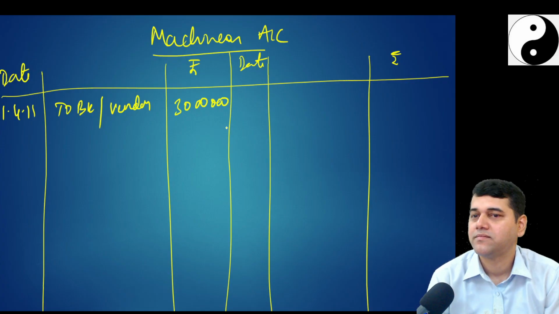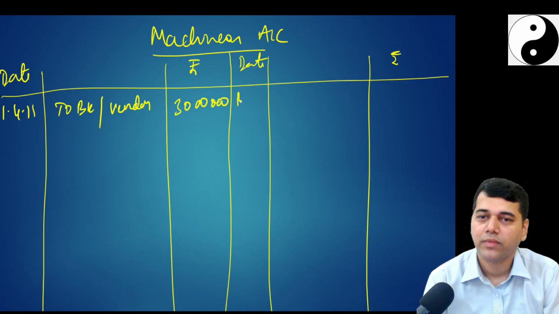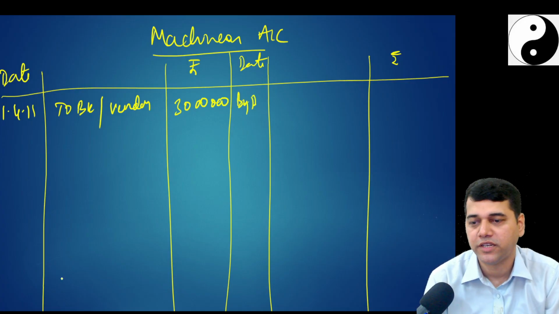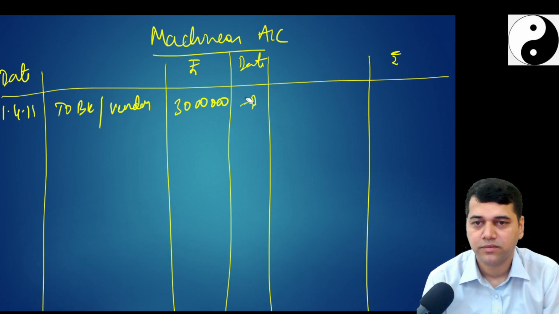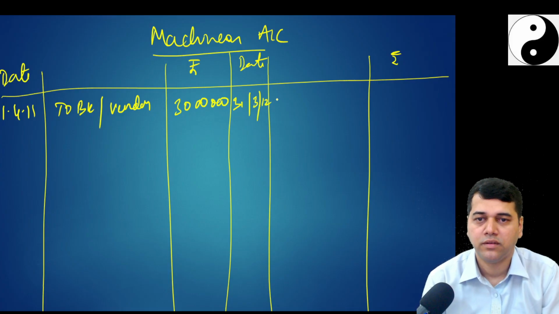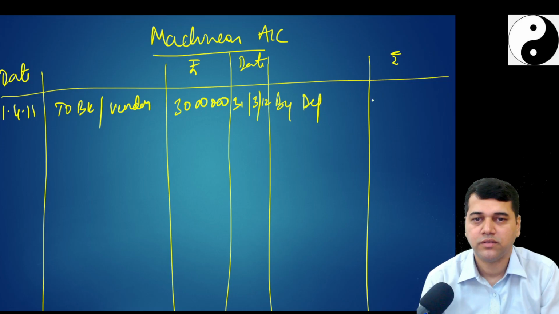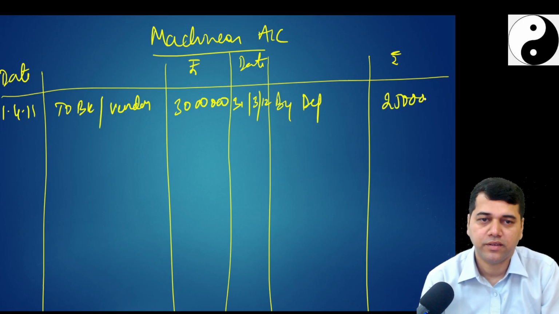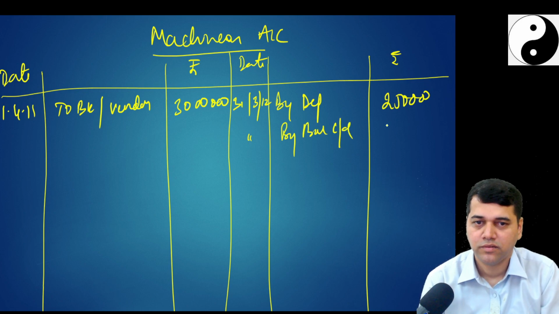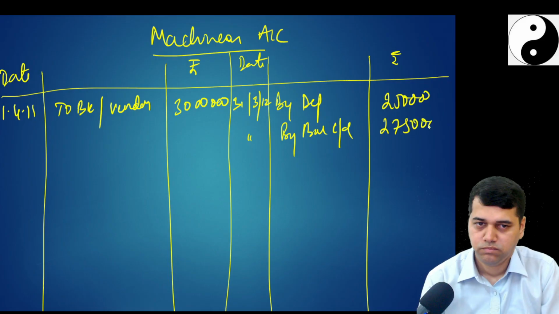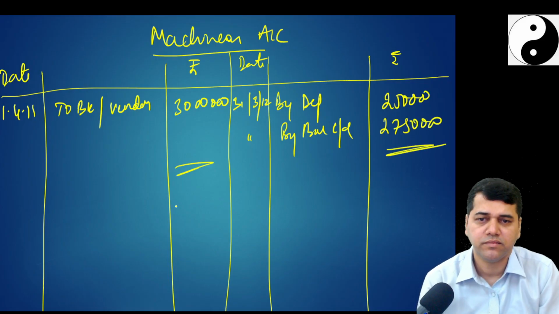Then by depreciation. Okay, when 31st March 12, by depreciation 2,50,000, by balance carried down 7,50,000.